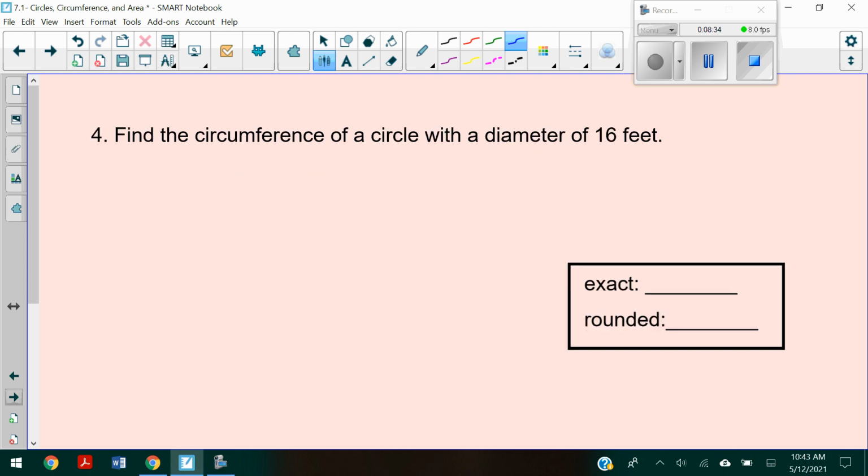Okay, so our next one gives us our diameter of 16 feet. So we're just going to use our pi d, and so we'll just put the 16 in front of the pi. So 16 pi is my exact. Grab those calculators and type in 16 and the actual pi, and we get 50.3.